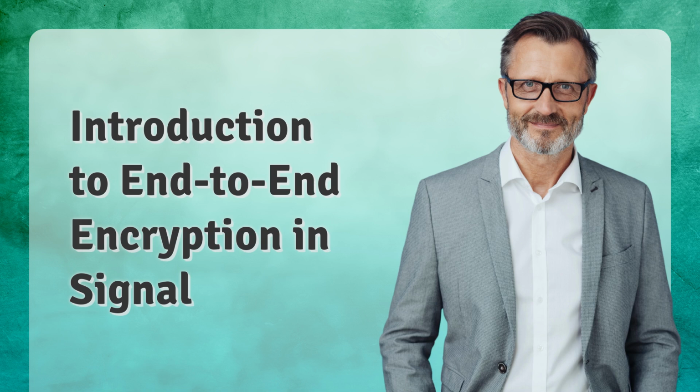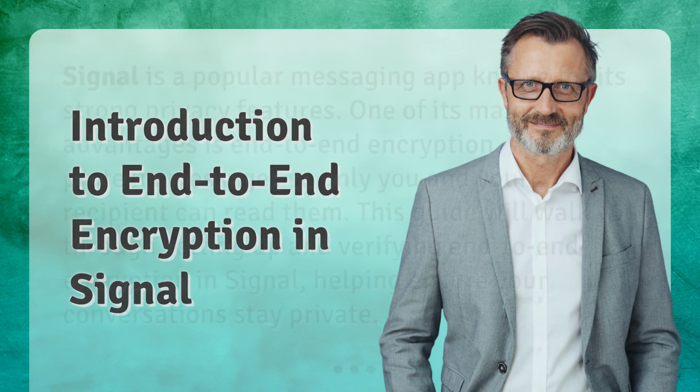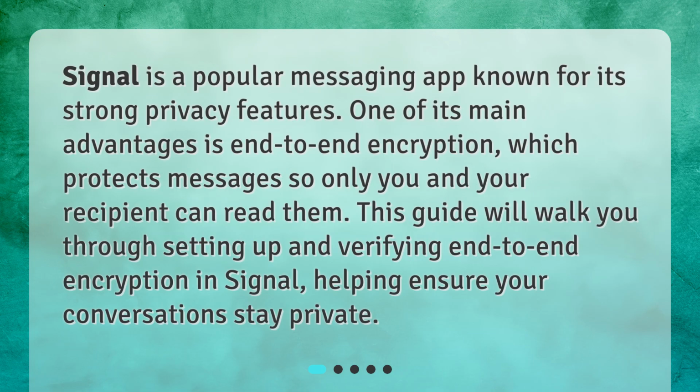Introduction to End-to-End Encryption in Signal. Signal is a popular messaging app known for its strong privacy features. One of its main advantages is end-to-end encryption, which protects messages so only you and your recipient can read them. This guide will walk you through setting up and verifying end-to-end encryption in Signal, helping ensure your conversations stay private.